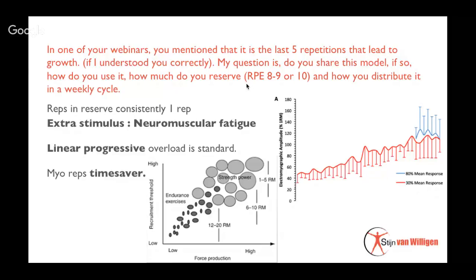So back to the question. I'm sorry, I veered out a little bit. How do you use this model, and how do you deal with reps in reserve? How do you distribute it in a weekly cycle also?